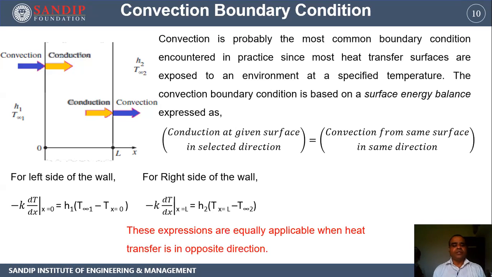So this is the convective boundary condition. These expressions are equally applicable when the heat transfer is in the opposite direction, so it doesn't create any difference. If conduction and convection are both in the opposite direction, we can still use the same equations for the right and left hand side. The only thing to remember is that whichever is higher, the fluid temperature T infinity 1 or the surface temperature, has to be taken as first. If the surface temperature is higher, that has to be taken second. You can take this decision depending upon which mode of heat transfer takes place first, convection or conduction.